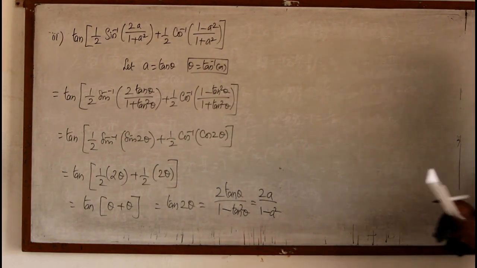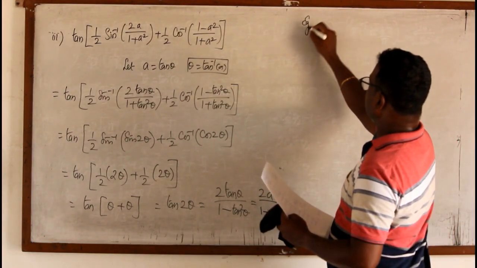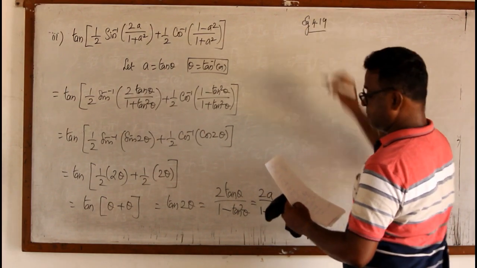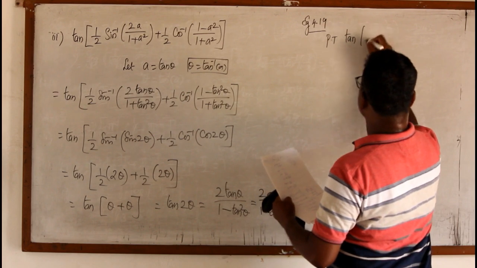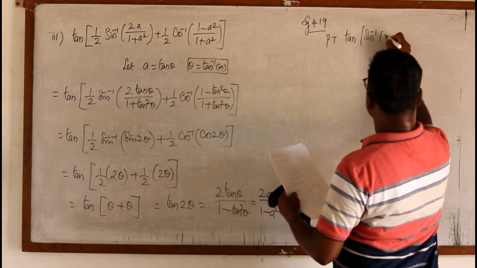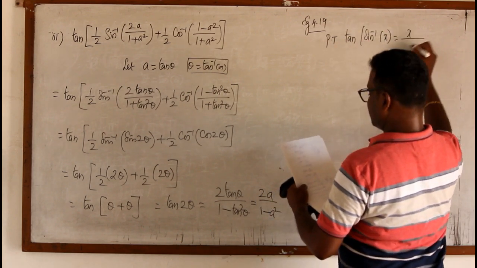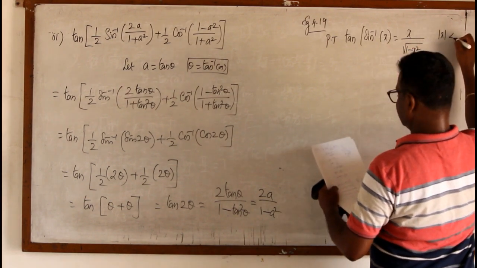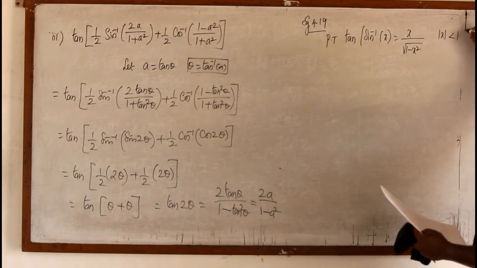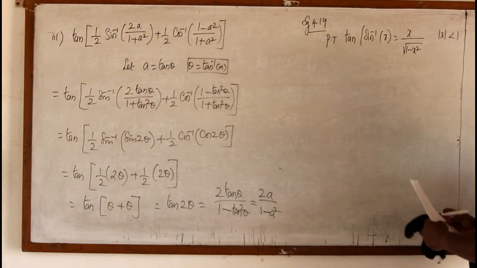Now, next example 4.19. Prove that tan of sin inverse of x is x by root of 1 minus x square when modulus of x is less than 1. That is, x lies between minus 1 and plus 1.